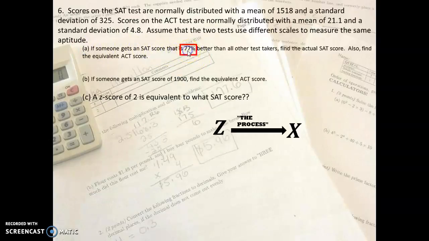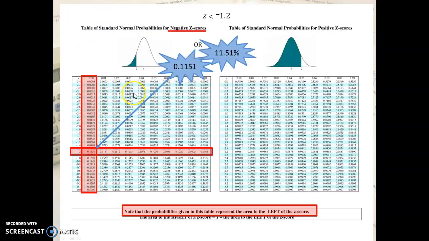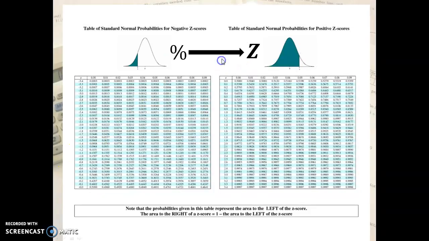How do I get from a percentage to a z? I don't think we've ever done that. But I will ask you this. I will say, wait a minute. We know how to go from a z-score to a percentage. We did this before. This is from an old video. I think this should look familiar. You know how to go from z-score to percentage. So how can I just reverse the process? How can I go from percent to z-score?